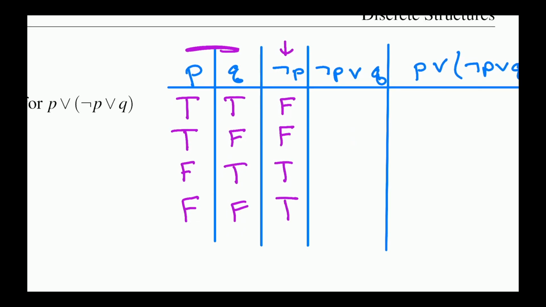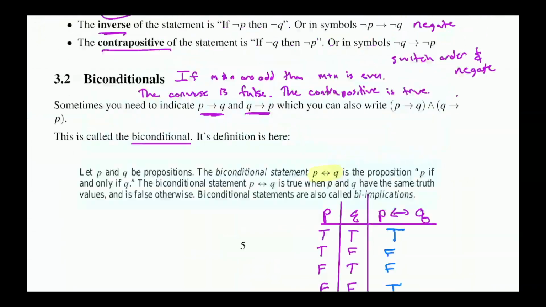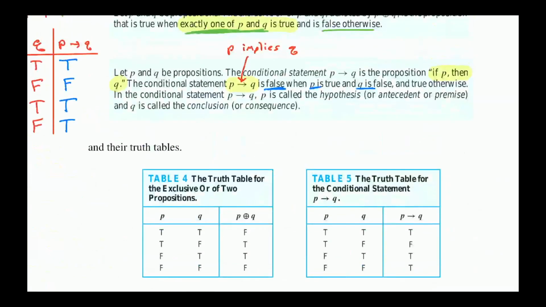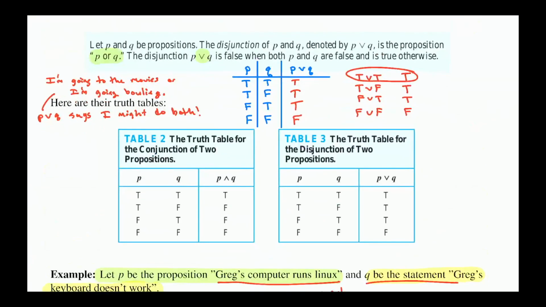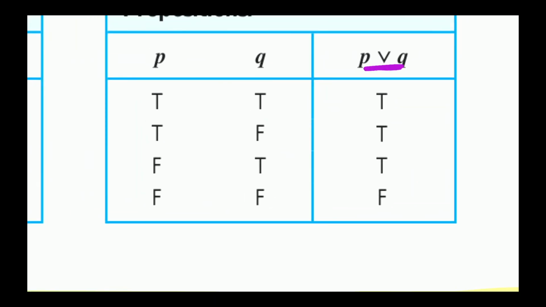We'll do the next column. So in order to do this, we have not P, which is this whole column. But then you have Q, which is this whole column. So we need to look at those two columns that I highlighted and figure out how to do an OR between them. In order to do that, you need to know how OR works, right? Because this is OR. So you look back up at your truth table for OR, or your definition for OR. Where is it? Way up here. Here it is.